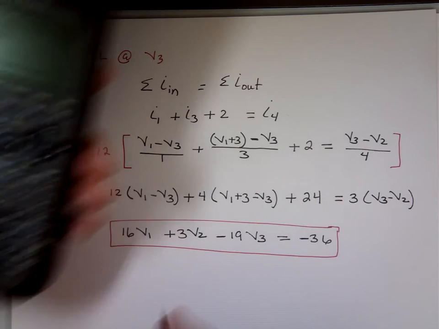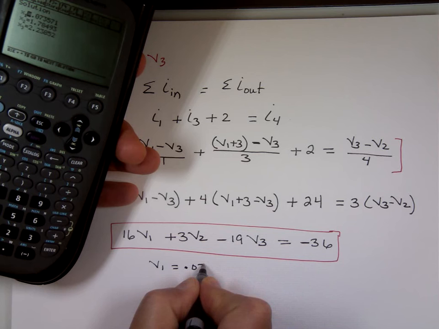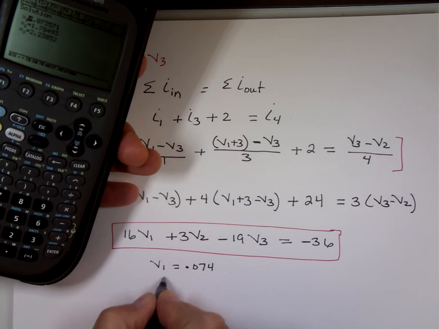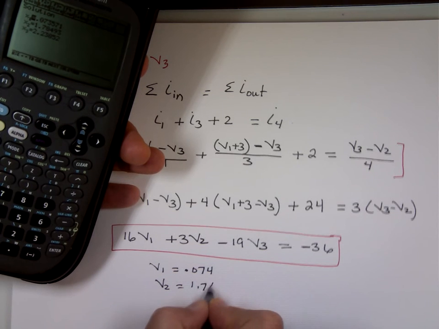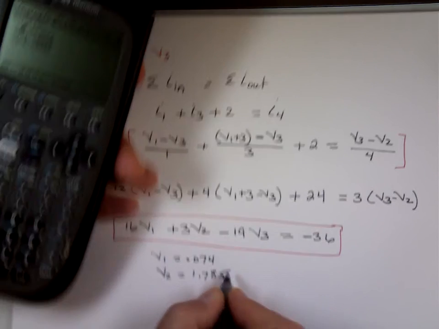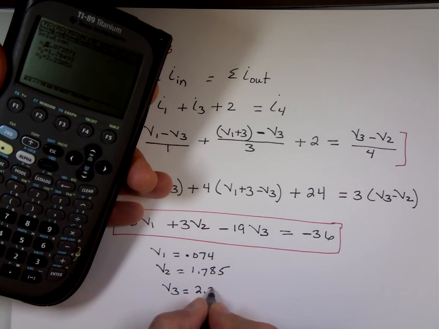V1 equals 0.074. V2 equals 1.785. And V3 equals 2.239.